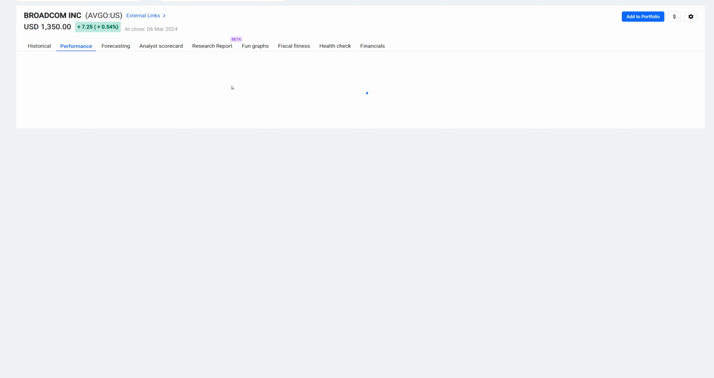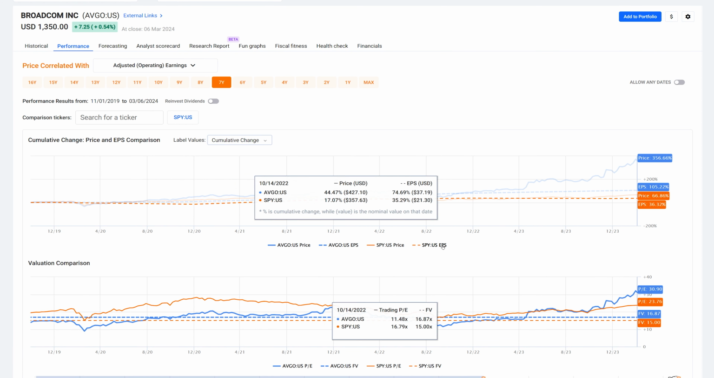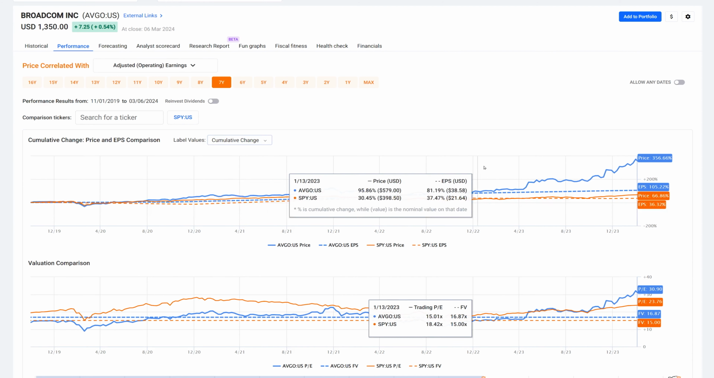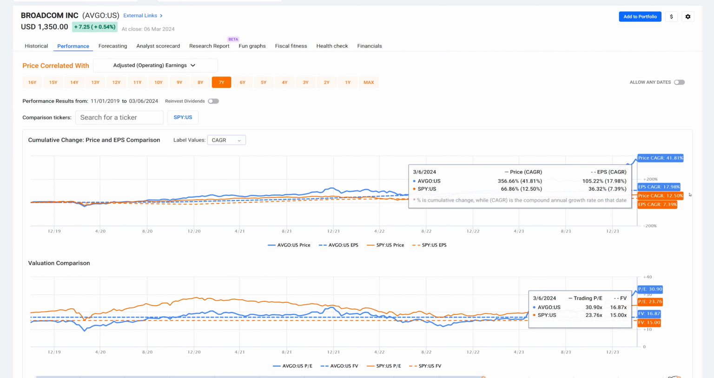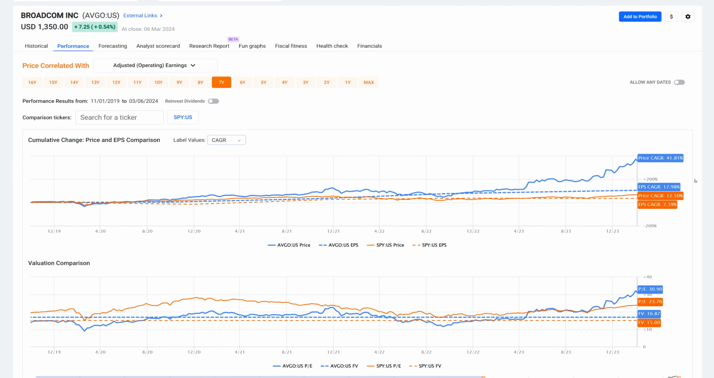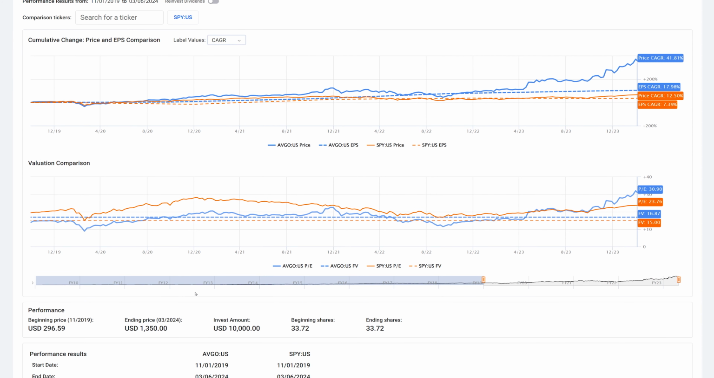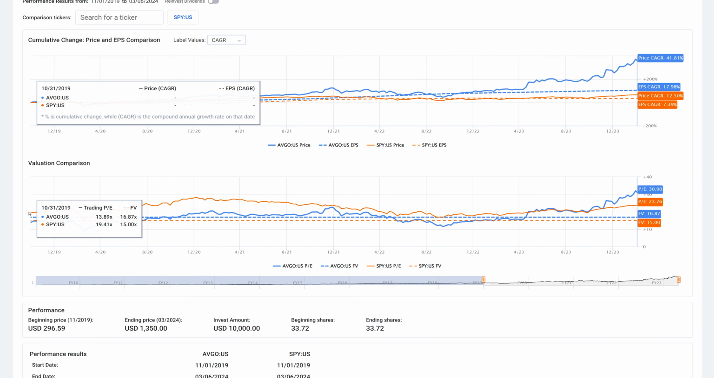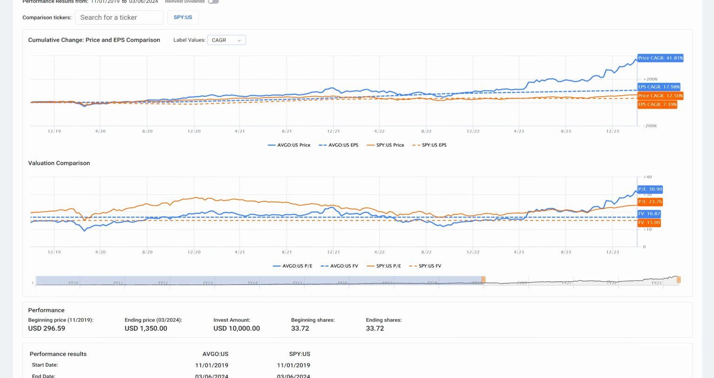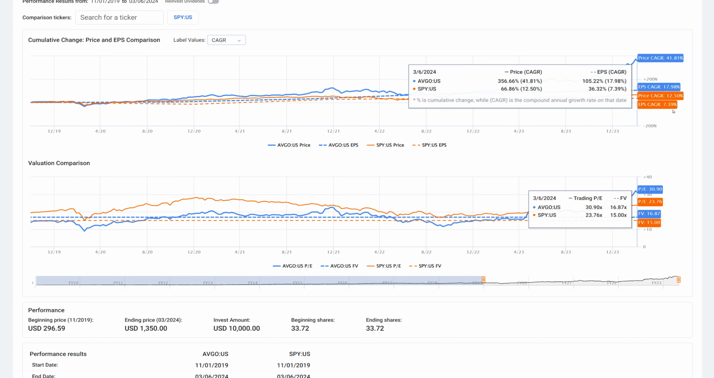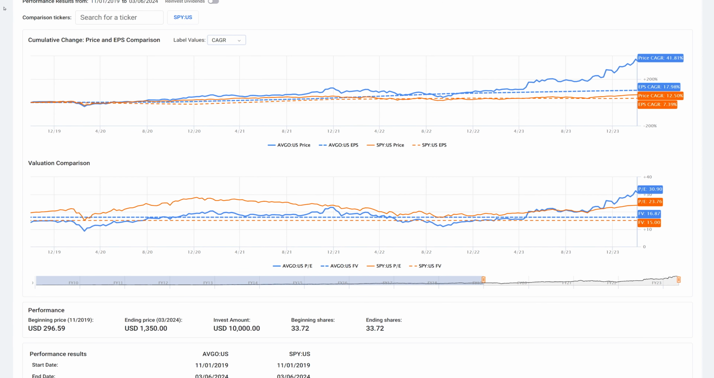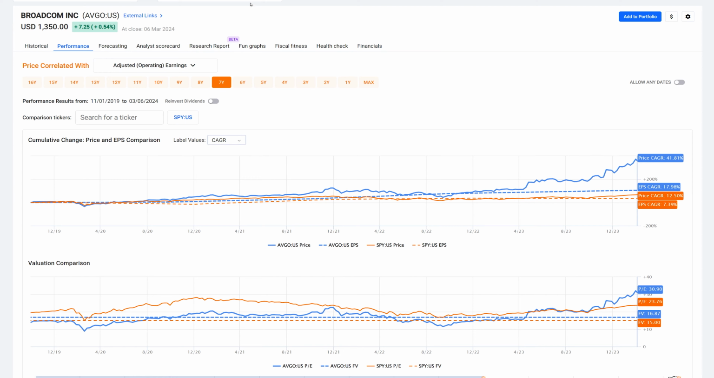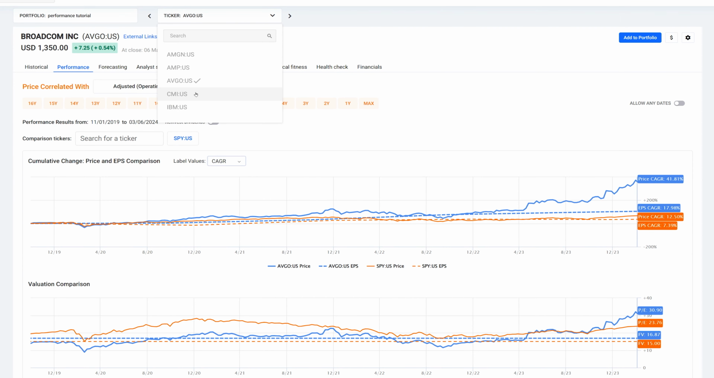So again, we can change these figures to give us different looks at it. You can look at the cumulative change in percentages, or you can look at the compound annual growth rate, which gives it to you in percentage numbers. And the point again is you can see high valuation for the market, low valuation for AVGO. You can see higher earnings growth for AVGO versus lower earnings growth of the market, and it's no mystery why AVGO outperformed the S&P 500, but we can see that throughout all the periods of time.